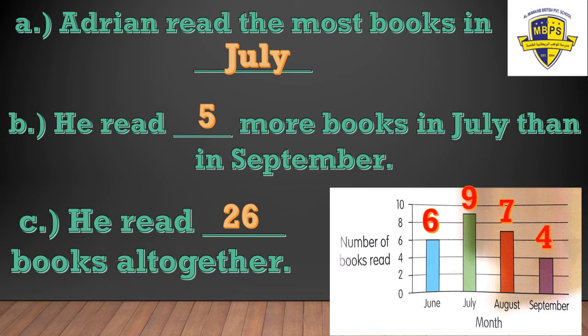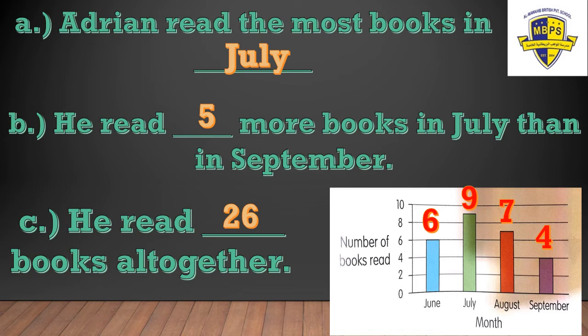Okay, so in July, how many books did he read? Very good. He read 9 books in July. And how many books did he read in September? Excellent. He read 4 books in September. Okay, so we are going to do 9 minus 4. What is 9 minus 4? Excellent. 9 minus 4 is 5. So he read 5 more books in July than in September.